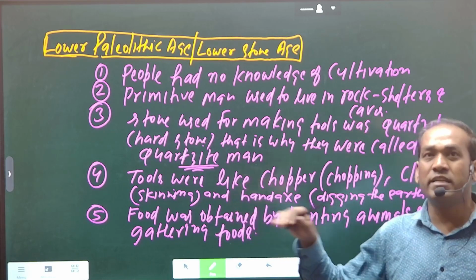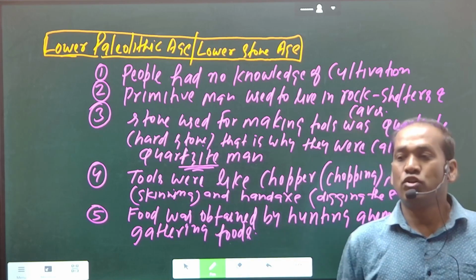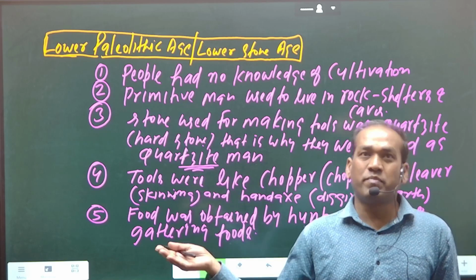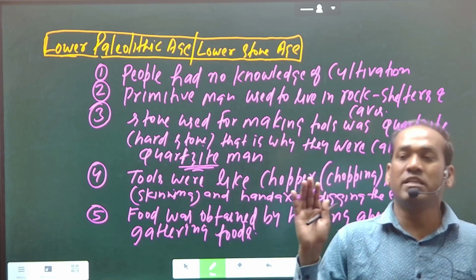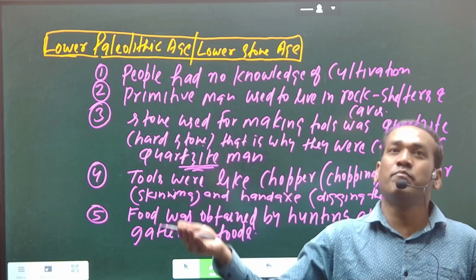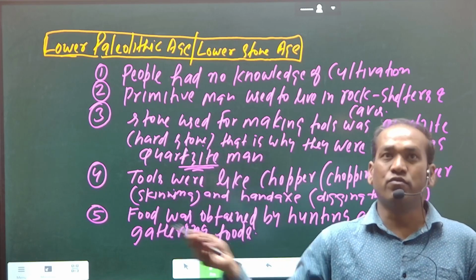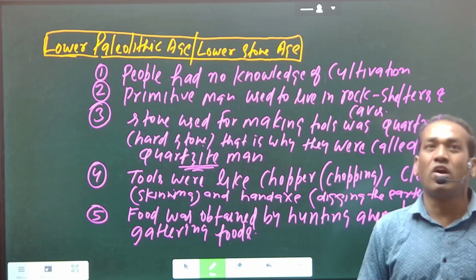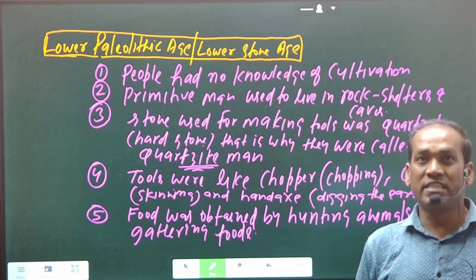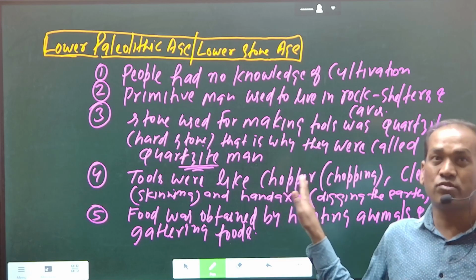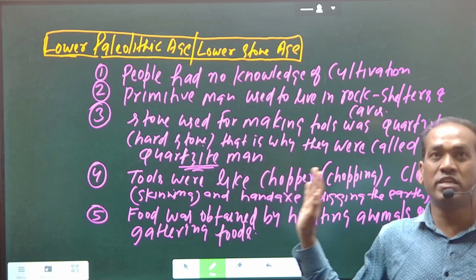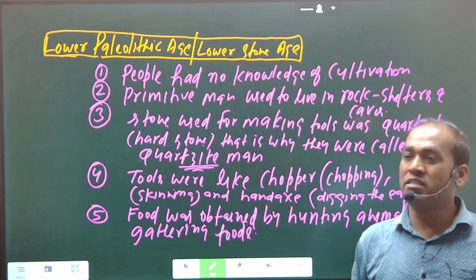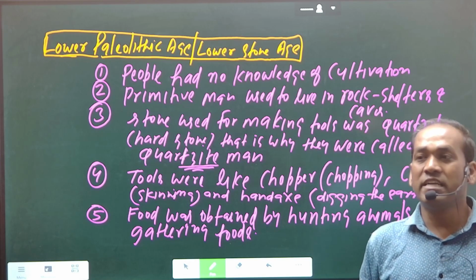So the primitive man used to go from one place to another in search of food. So for that purpose they used to hunt the animals, or they used to collect the eatable plants, eatable foods. Okay, so that is why due to this activity they were also called as hunter gatherer people, hunter gatherers. So this is also asked in question by UPSC, who were called as hunter gatherer. So the people of lower Paleolithic age were called as hunter gatherer.